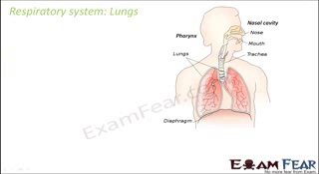The next important part is the lungs, the most important, or key organ of the respiratory system. They are spongy, elastic organs.